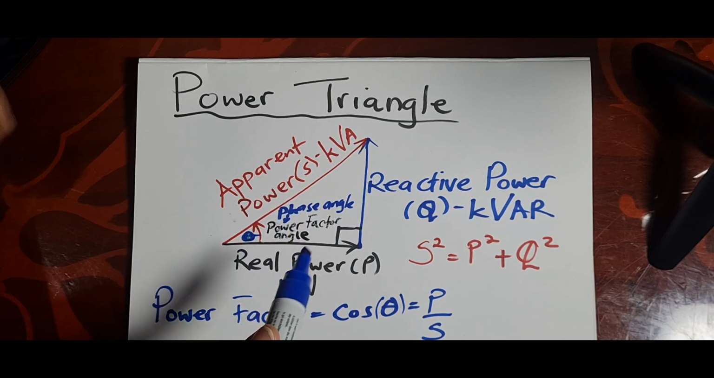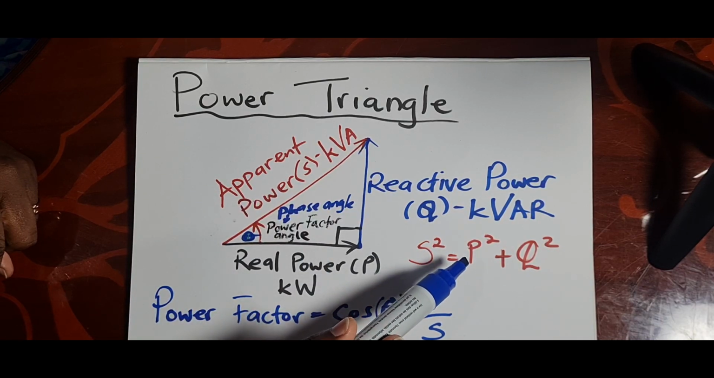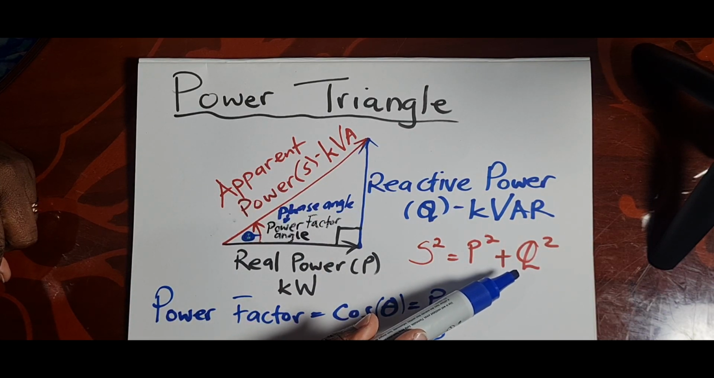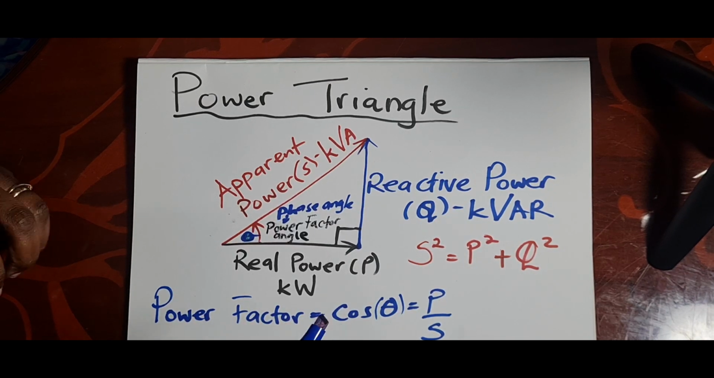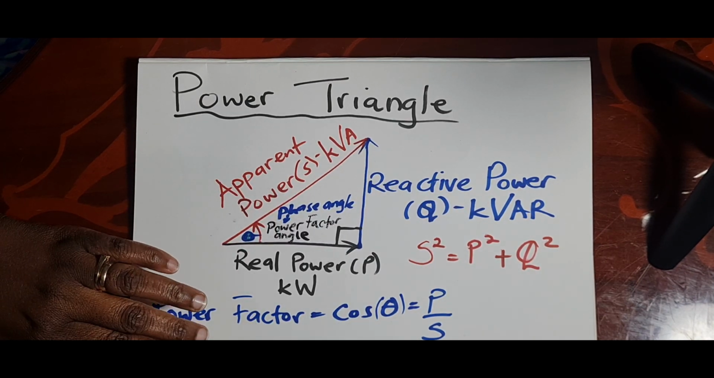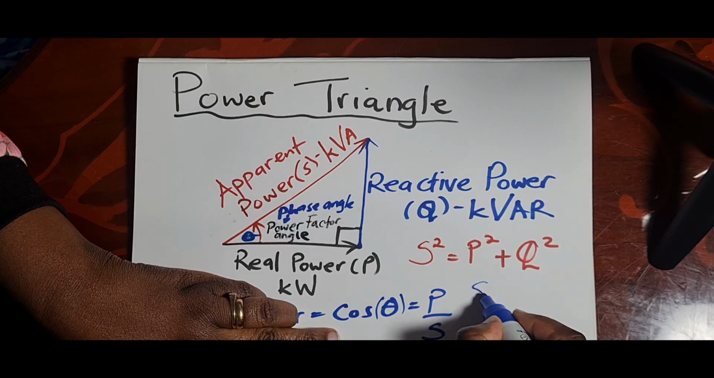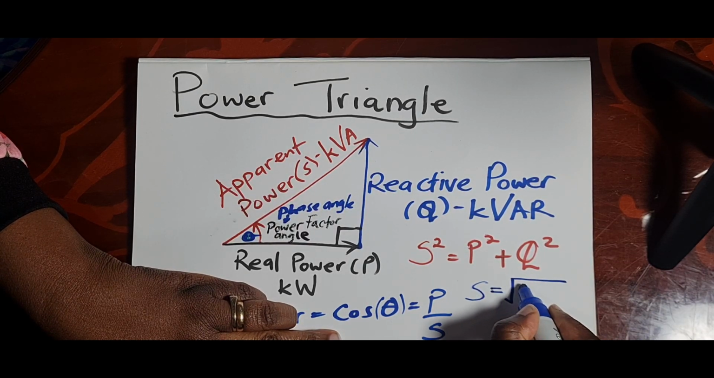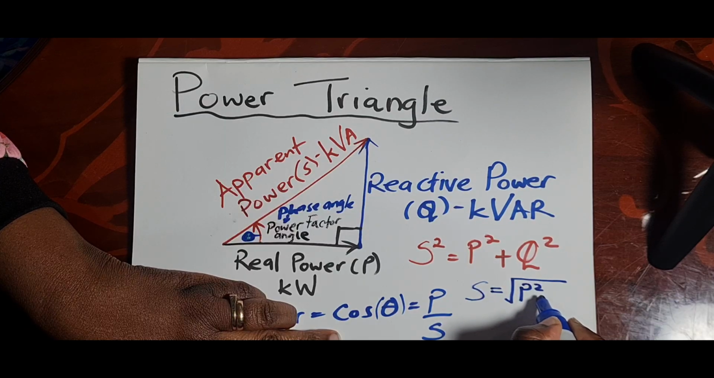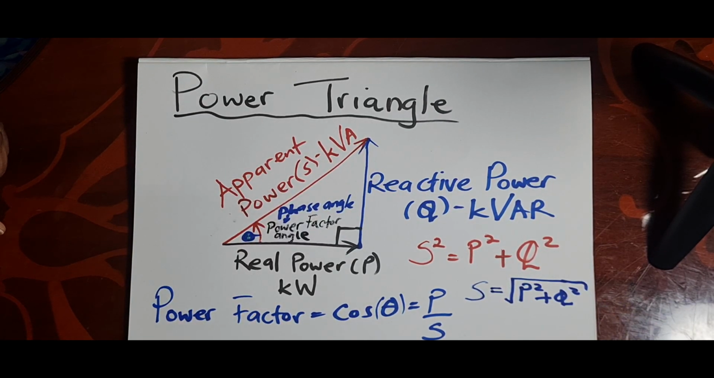So the shortcut would be easier. Instead of always writing S squared is P squared plus Q squared, engineers often just use the square root immediately. So they just say S is equal to the square root of P squared plus Q squared. If you have a calculator, just square the two sides, add them, and hit the square root button. That's your total apparent power.